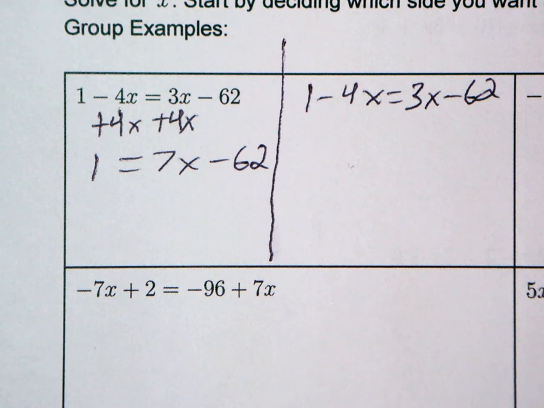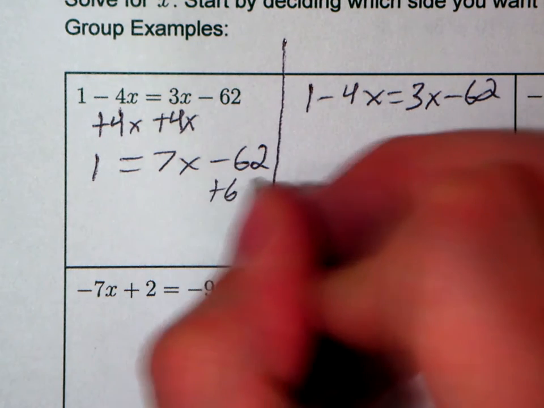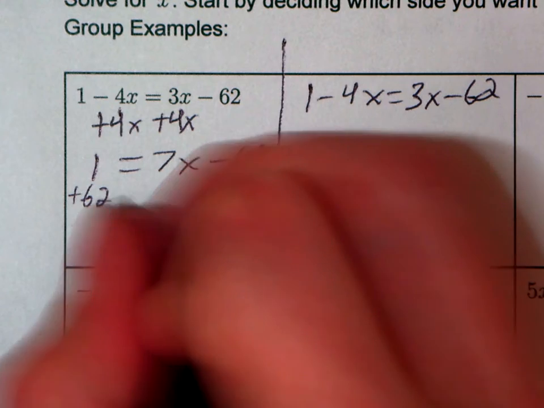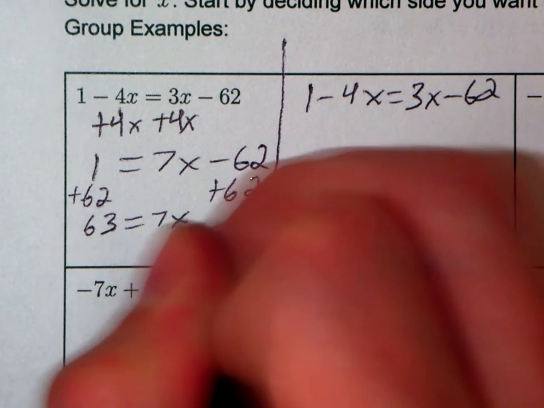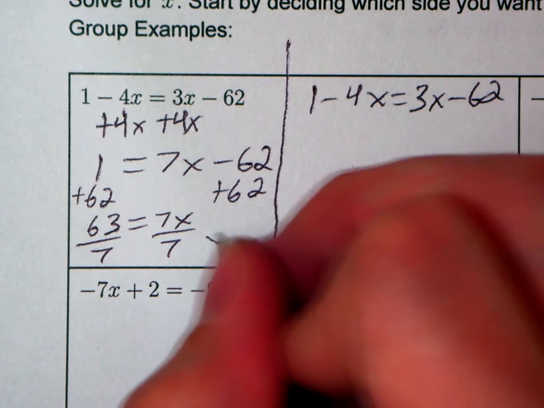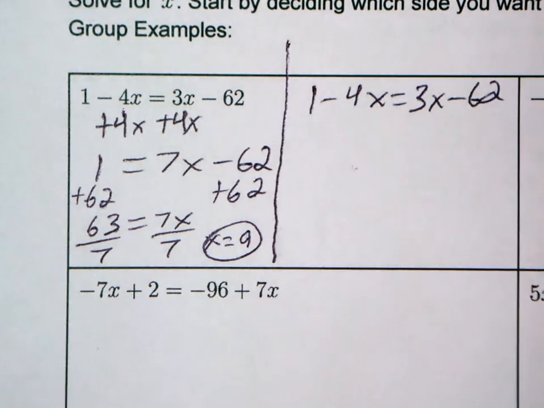Now we're looking at a two-step equation. We simply add 62 to both sides. We have 63 is equal to 7x. When we divide by 7, we get x equals 9. 9 times 7 is 63.